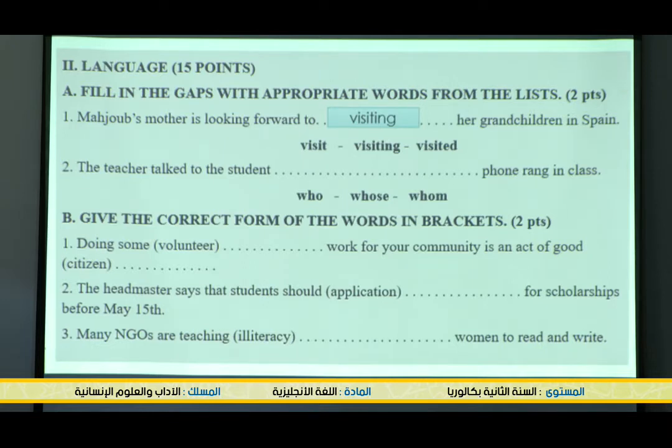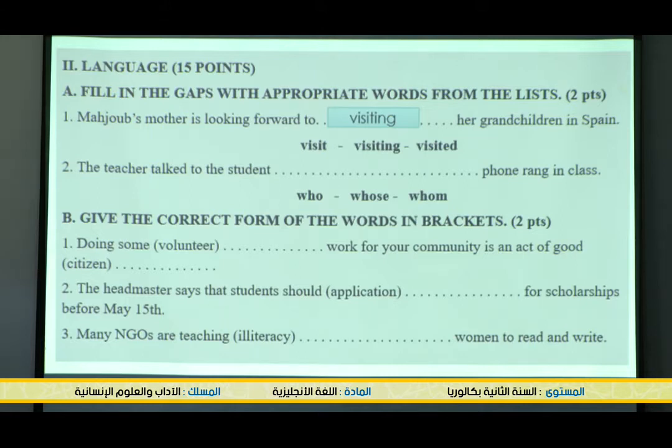Now, number 2, the teacher talked to the student, gap, phone rang in class. And you have three options here. You have who, whose, and whom. Remember that we use who to refer to people, and we use whose to indicate possession, and whom to refer to people as well. Now, the question here, which phone rang in class?